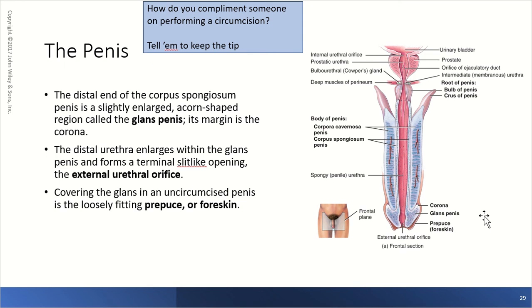Covering the glans penis of an uncircumcised penis is going to be a loosely fitting flap of skin called a prepuce or a foreskin. It used to be pretty common practice to have this removed in infancy. It still is done for various religious reasons. This whole practice is called a circumcision, where the foreskin of the penis is simply removed. Some people say it's better for cleanliness. Some people say it doesn't make any difference. It really doesn't seem to matter either way. But some people do it for religious reasons as well.